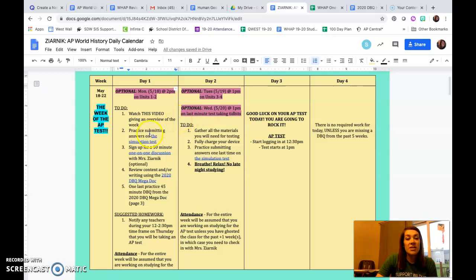Other things I would suggest is walking through how to submit your answers using the simulation test that is linked here. Again, remember your AP ID is something that will be emailed to you on Tuesday of this week. However, for the practice test, you only need to write the word practice.